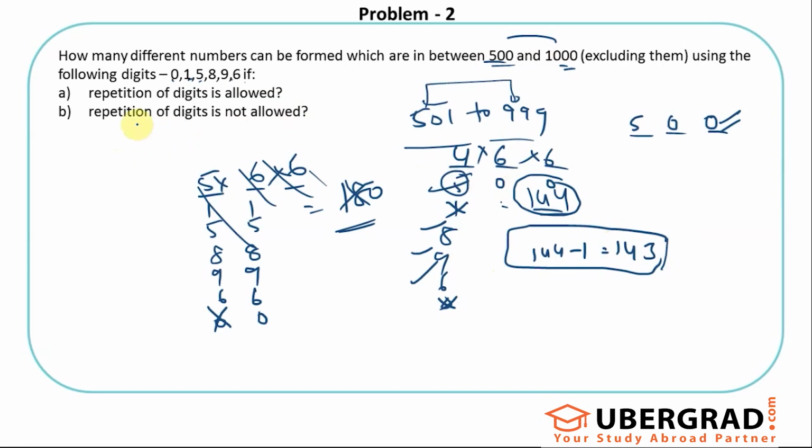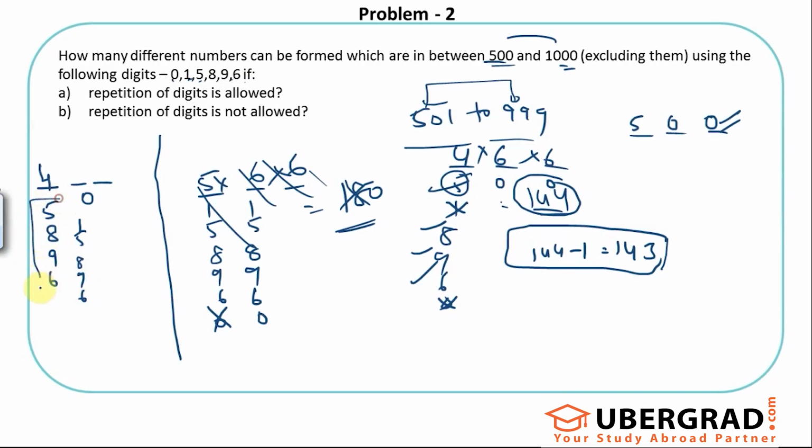If the repetition of digits is not allowed, okay, I'm not allowing you to repeat the digits. So 3 blanks. What are the options I have for this? 5, 8, 9 and 6, right? I can use one of these 4. What about here? I can use anything from 0, 1, 5, 8, 9, 6 other than what is already used in the first blank. So there are 6 digits. I've already used 1 here, so I have 5 options. And here I have used 1 digit here, 1 digit here. So I can use anything other than these two. 6 minus 2 is 4 options. So the number of different numbers is 4 into 5 into 4.